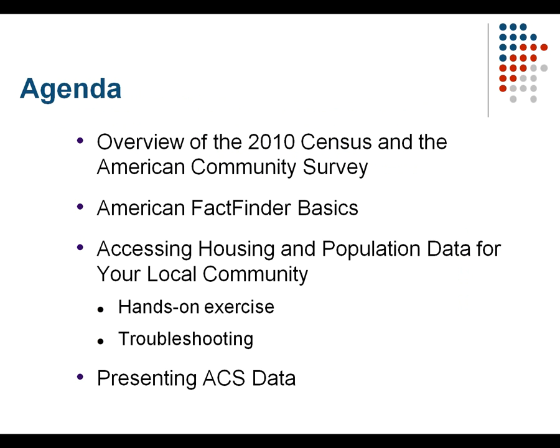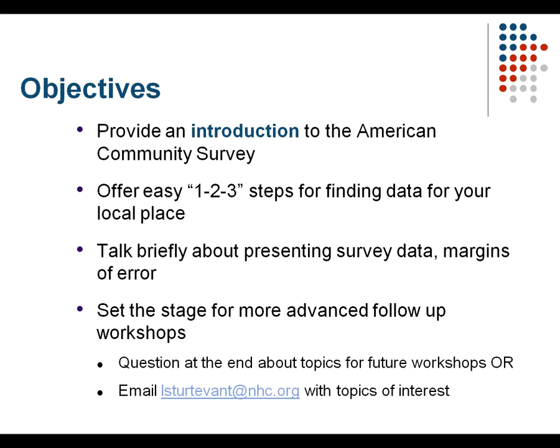And then we'll spend just a little bit of time at the end talking about how you might present this ACS, American Community Survey, data to people in charts and how to talk about it. We're really just providing an introduction to the ACS, and the idea is to provide you with 1, 2, 3 steps for using American FactFinder to find this local data. So we're not going to talk about everything you can do with ACS data. There's a lot that you can do, and we're going to be pretty general.